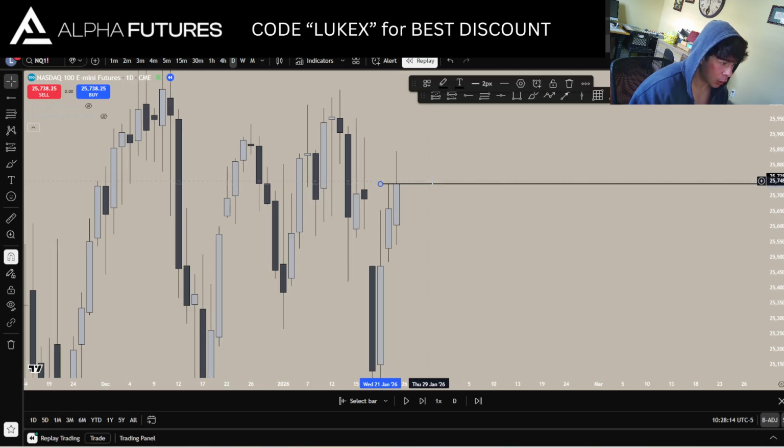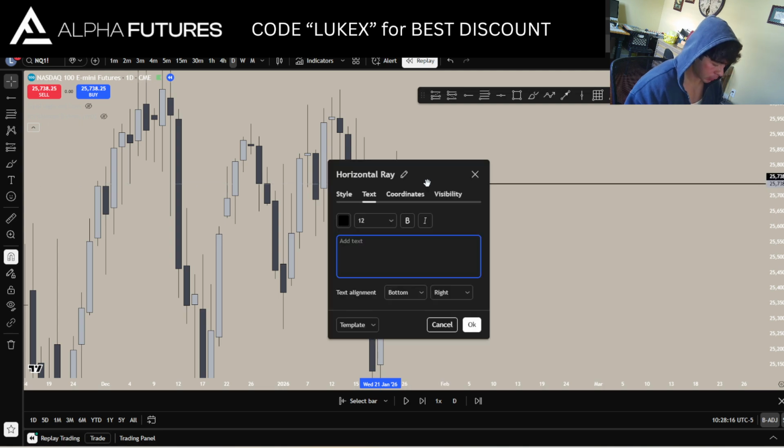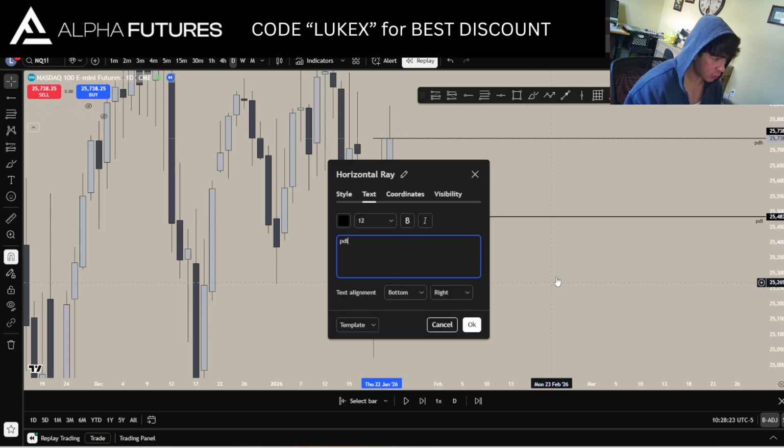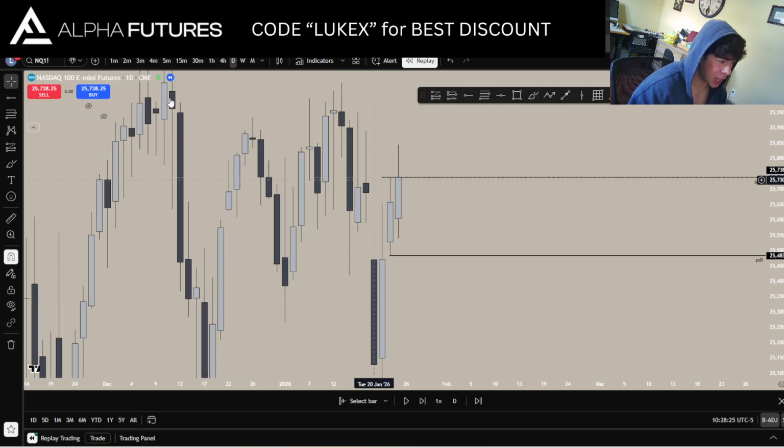So what do we have here? We have our previous day high right here, so we're going to mark out our previous day high. And at this point we have the previous day low, which is still a draw on liquidity. So right there, boom, we mark out our previous day high and our previous day low. Obviously it's going to show on TradingView that it took it out, but it hasn't taken it out yet.